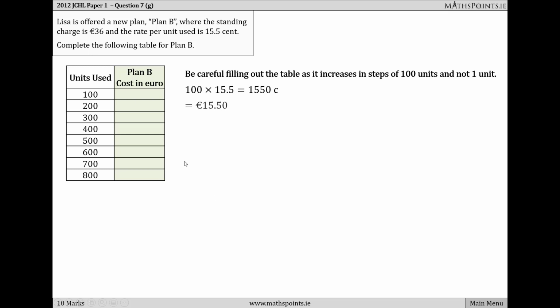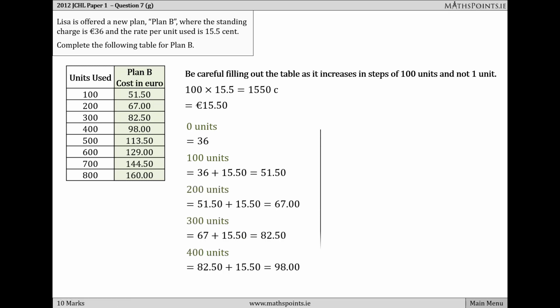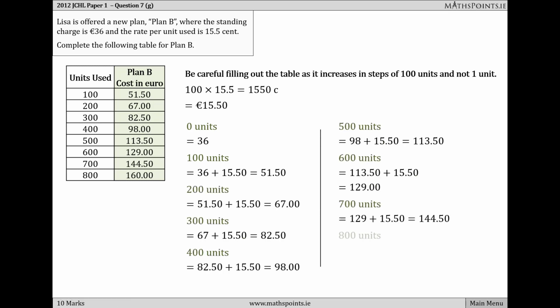So for every 100 units used, there's an additional cost of 15 euros and 50 cents. So the standing charge when 0 units are used is 36 euros, and the cost when 100 units is used is going to be 15 euros and 50 cents more than this, 51.50. By adding an extra 15.50 each time, we can fill out the table. If we have time, we can go and do that work individually, showing our workings out.